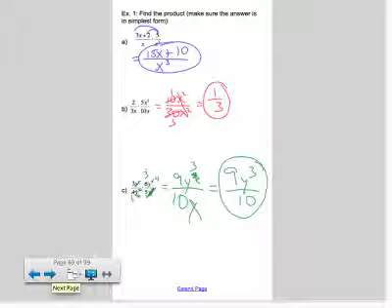Again, you can simplify then multiply, or you can multiply then simplify. It doesn't really matter. In certain situations it will be more beneficial to do one and then the other, but in general it won't matter.